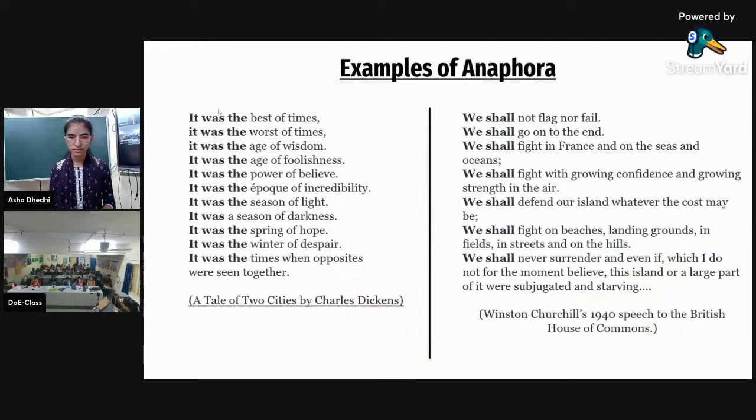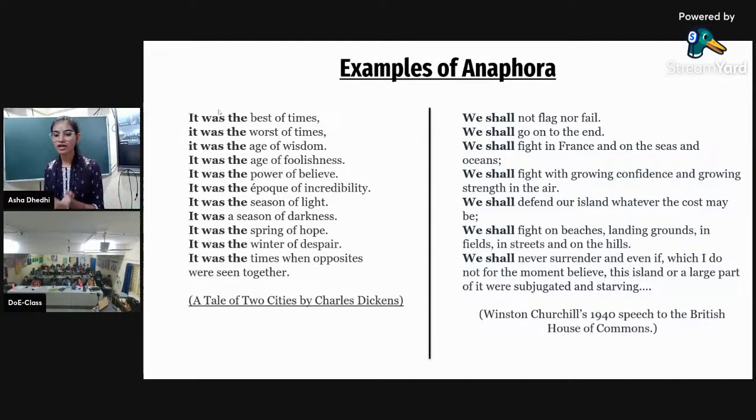Right. So an example of anaphora from the literature, the best example is from Charles Dickens, right? A Tale of Two Cities, within which we will find "it was the best of times, it was the worst of times, it was the age of wisdom and it was the age of foolishness." Within these phrases, we will find a repetition of the words "it was," which is getting repeated, right? So that would be considered as anaphora.